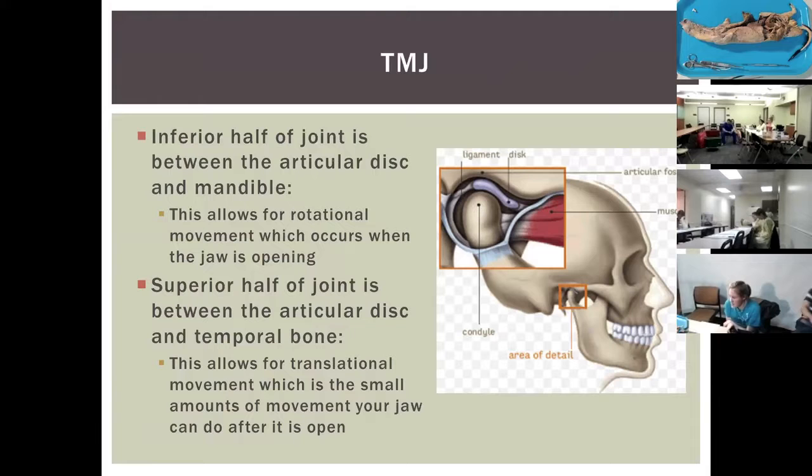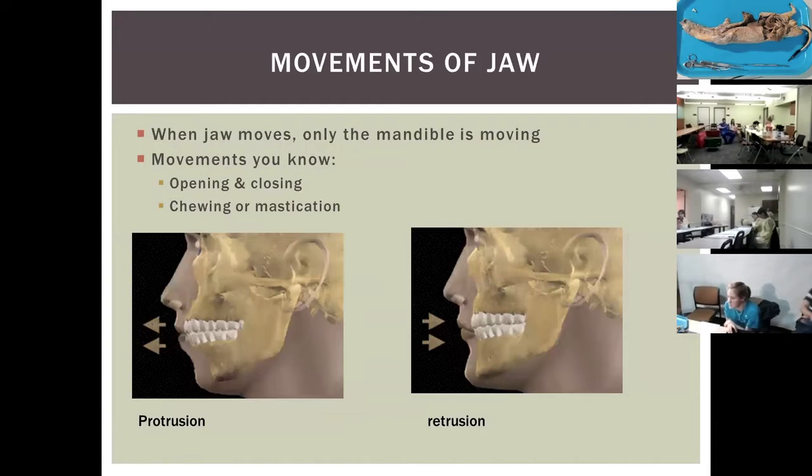As I just said, the inferior half is between the disc and the mandible, and the halves supply different types of movement for the jaw. The inferior half is for rotational movement, and that's just a fancy word for the beginning of opening of the jaw. The superior half is, again, between the disc and the temporal bone, and that allows for translational movement, which is a word to describe the small amounts of movement you can do after you've opened your jaw all the way.